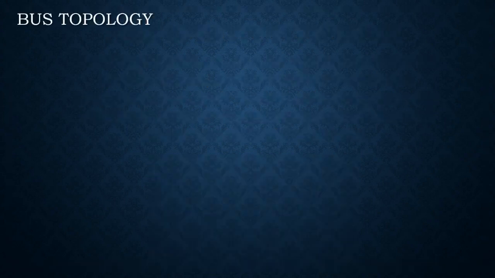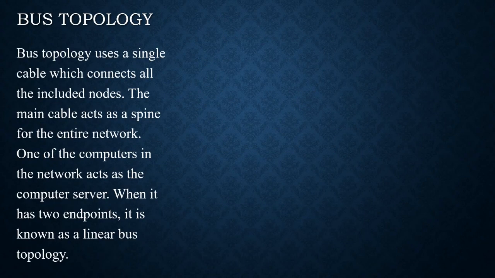Bus topology. Bus topology uses a single cable which connects all the included nodes. The main cable acts as a spine for the entire network. One of the computers in the network acts as a server. When it has two endpoints, it is known as a linear bus topology.